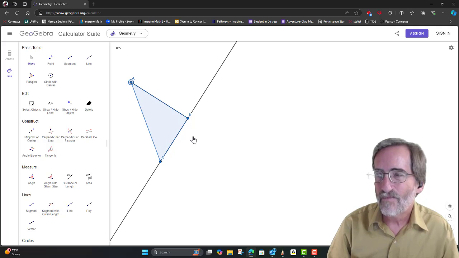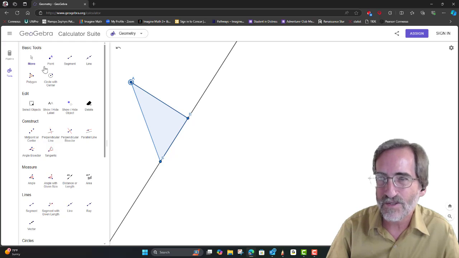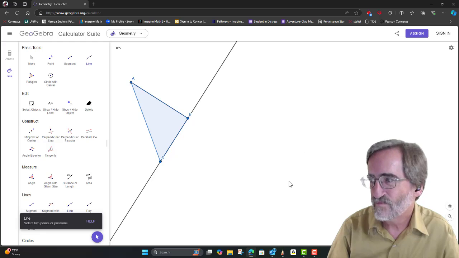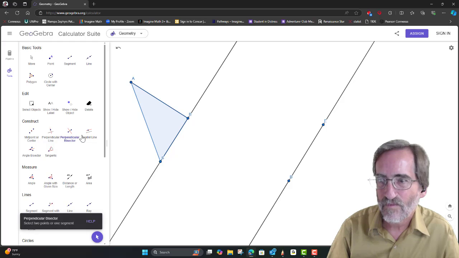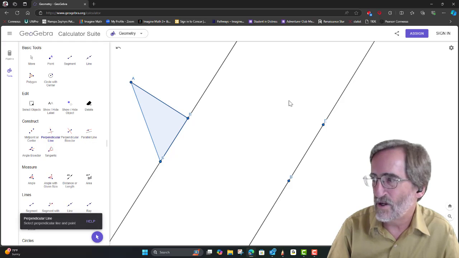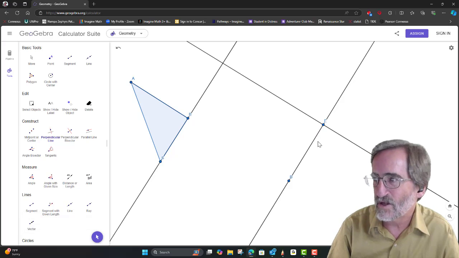All right. I want to construct another right triangle that has the same measurements, and so then we'll see the same hypotenuse and the same leg. So let's draw first of all a right angle here. So I'm going to draw a line. And a point not on the line, I'm going to draw a perpendicular to that line. Perpendicular line, there we go. Point and line.